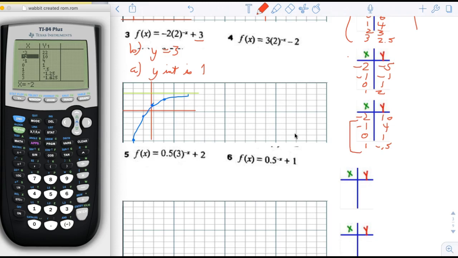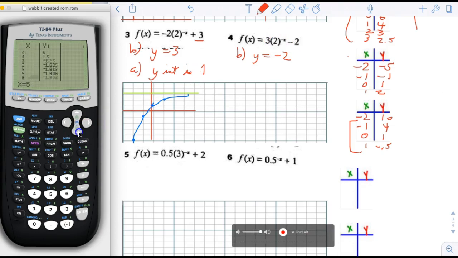What is the asymptote here? The asymptote would be this value here, which is -2. So I'm going to write that down, that the asymptote is -2. You could also find that the asymptote is -2 by seeing that the y values here are approaching -2. Do you see? Okay. All right, so let's draw our axes.